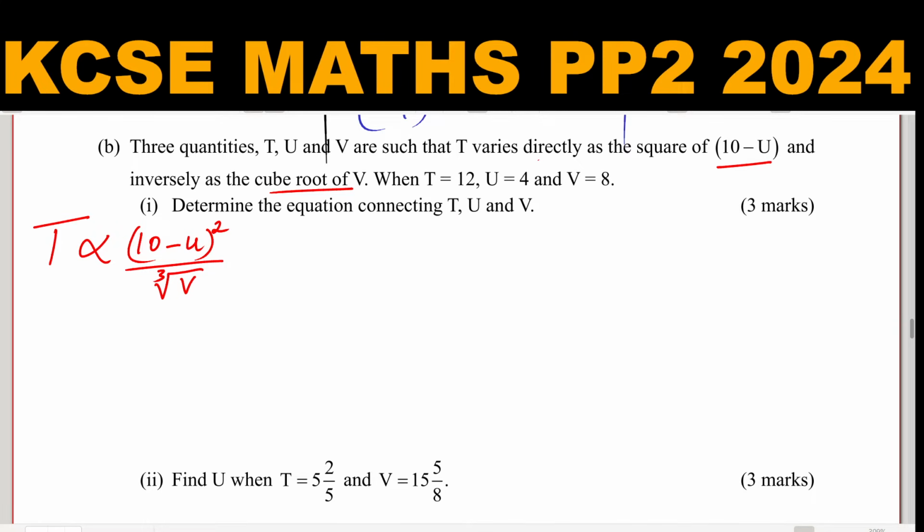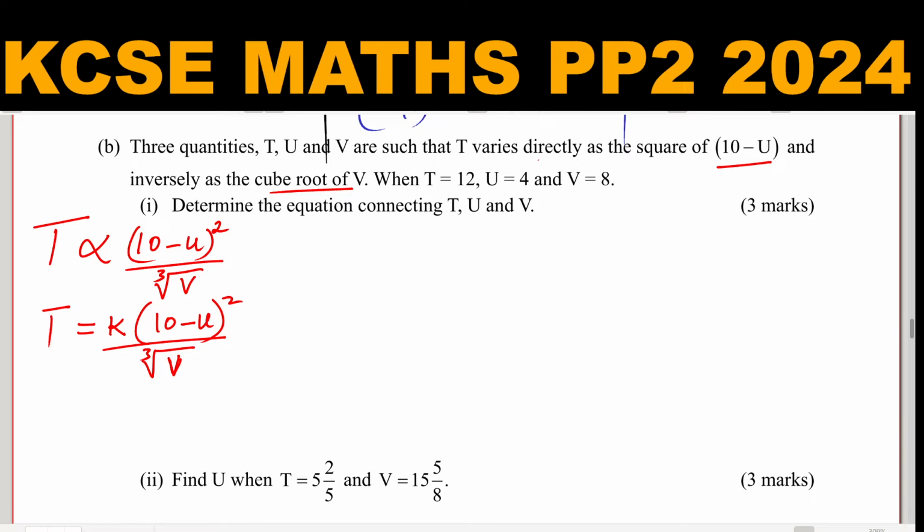That is how you're supposed to write that. Now, when you remove this sign of proportionality, you have to introduce a constant. So T is equal to, let me use the constant as K, multiply by 10 subtract U, and then divided by the cube root of V. Now we have written that.